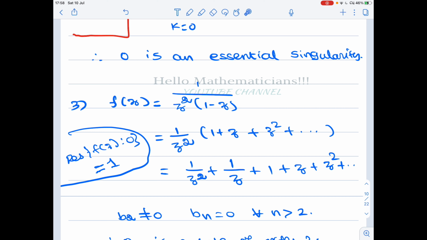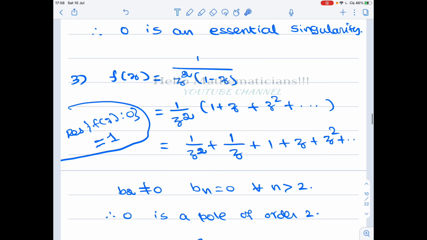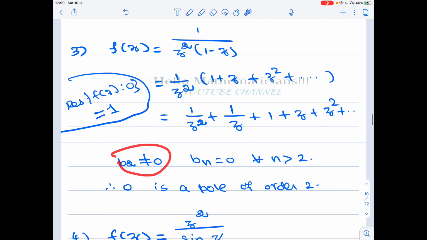We have expanded 1/(1 − z) around the point 0, in powers of z − 0, so we are talking about the singularity 0. If you want to talk about the singularity 1, then you have to expand everything in powers of (z − 1)^n. That is a different thing. Here we are talking about the point 0, so we get the coefficient of 1/z² is not equal to 0 and all the higher negative coefficients are 0, so 0 is a pole of order 2.